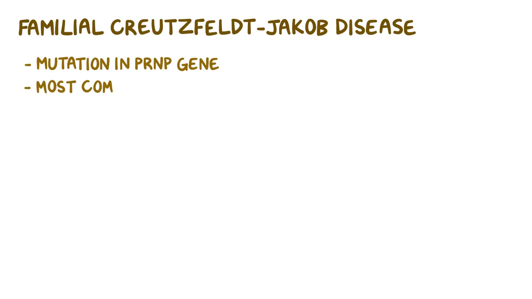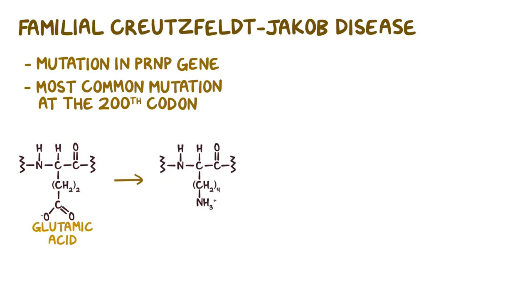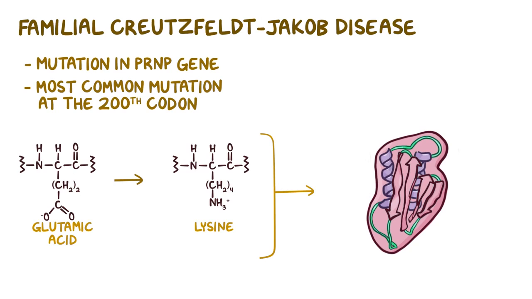Familial Creutzfeldt-Jakob's disease happens when there's a mutation in the PRNP gene. The most common mutation happens at the 200th codon, and causes the amino acid glutamic acid to be replaced by a lysine, and that's enough to make the entire protein misfold.